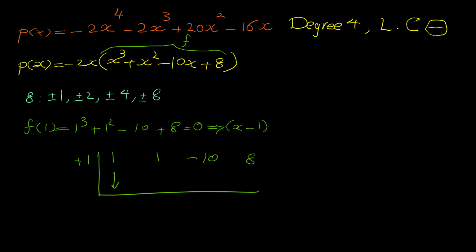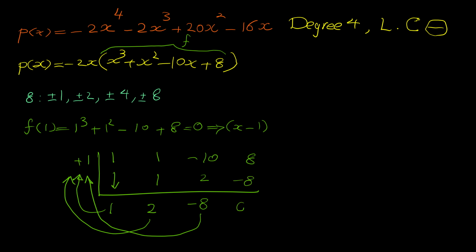Based on synthetic division, we write 1 here, we drop that number. 1 times 1 is 1. 1 plus 1 is 2, we multiply again 2 by 1. 2 times 1 is 2. Negative 10 plus 2 is negative 8. Negative 8 again times 1 is negative 8. 8 plus negative 8 is 0. First of all, as we expected, we got 0 as the remainder. It should be 0 because we know that x minus 1 is a factor for that polynomial. So when we divide that polynomial f by x minus 1, the remainder should be 0.